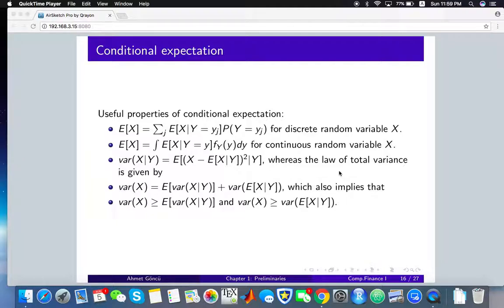There are a few more useful properties of the conditional expectation. Again, we are not going to derive or prove any of these properties, but I would like you to keep them in mind or refer back to them later on when we talk about stochastic models or modeling asset prices. Some of these properties will be useful for us.